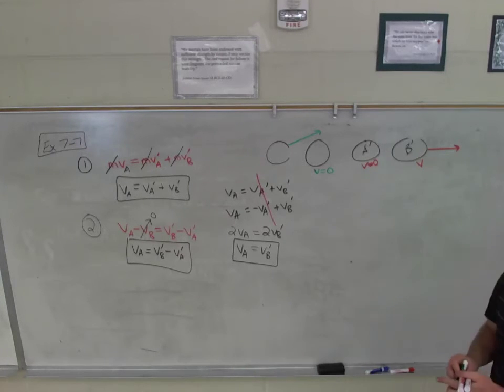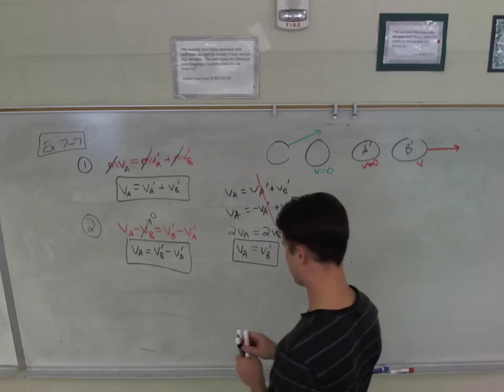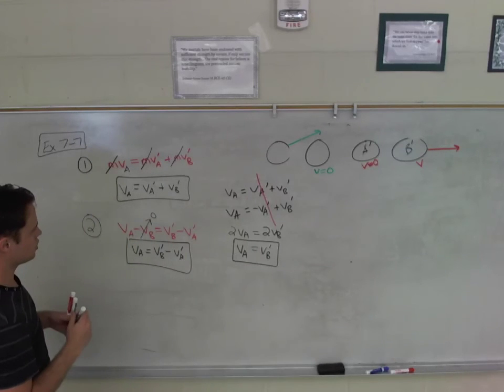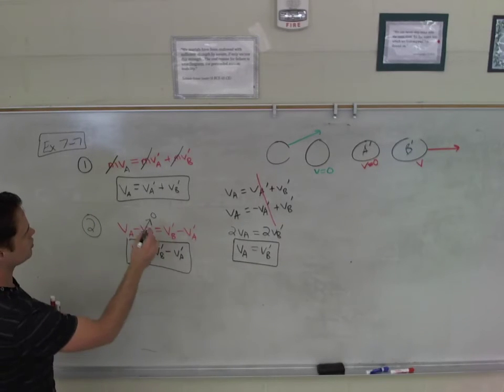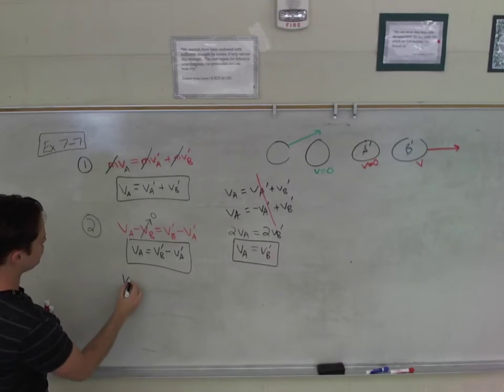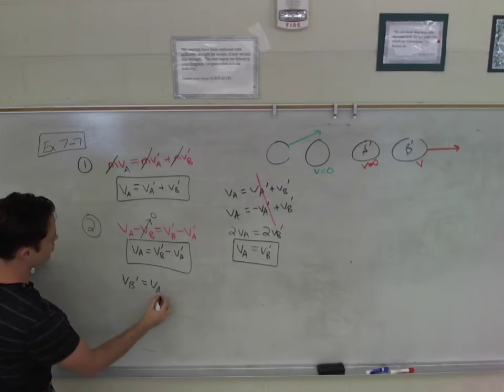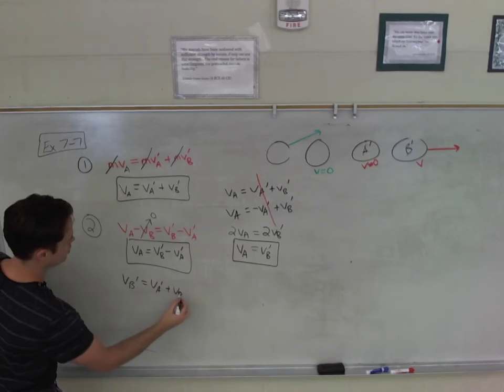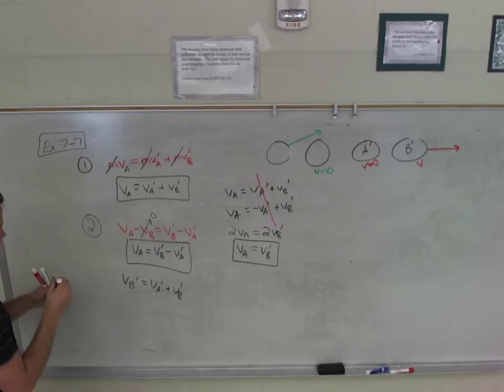Okay? So can you plug it back in like this? Yeah, let's plug it back in. So, where should I put it? I should put it in that one, the first one. VB prime equals VA prime plus VB prime. So subtract the other side.